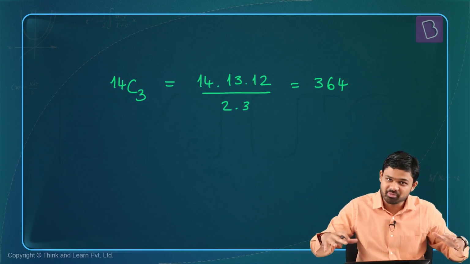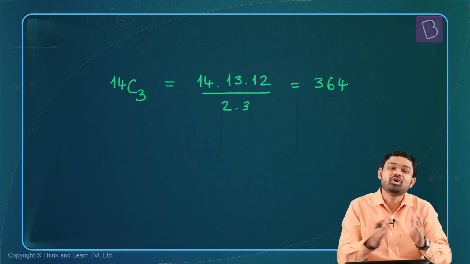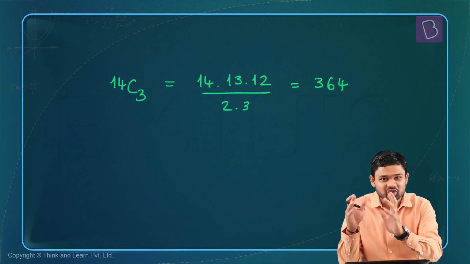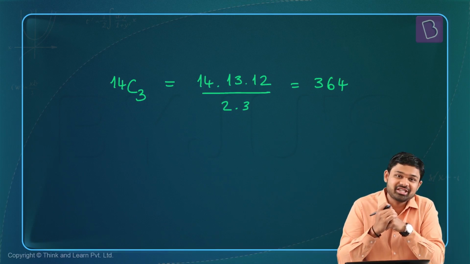14C3 because there are 14 positions available and I have to put the 3 sticks at 3 different positions. It is 14C3. So that is 14 into 13 into 12 divided by 2 into 3, which simplifies to 364.